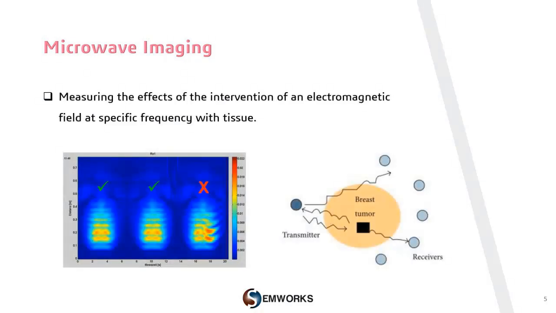Microwave imaging technique is based on the transmission of electromagnetic waves from the transmitter antenna on the breast surface. So the antenna here is the key element in the microwave imaging system. To design and study any type of antenna, you need an electromagnetic simulator.